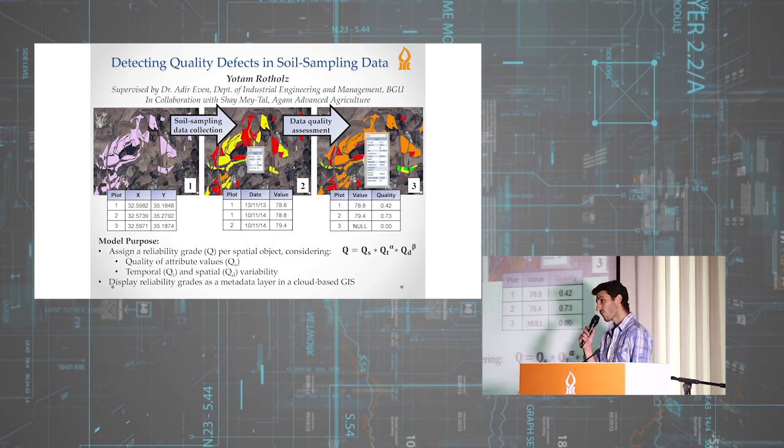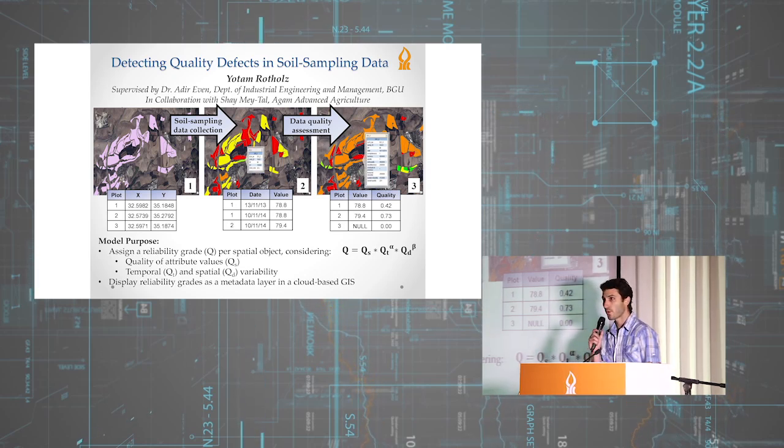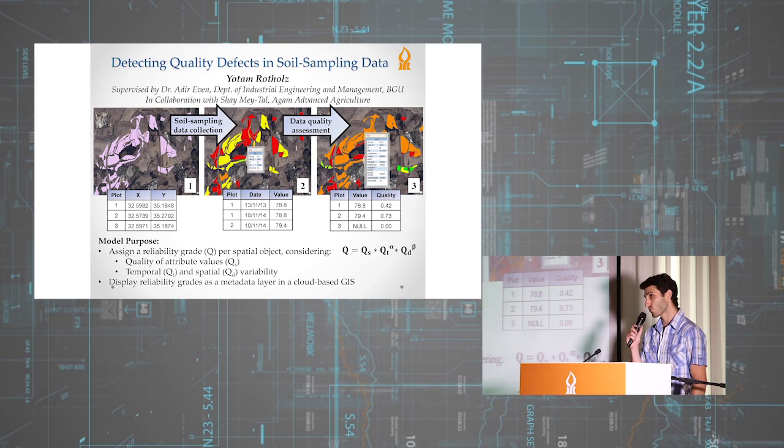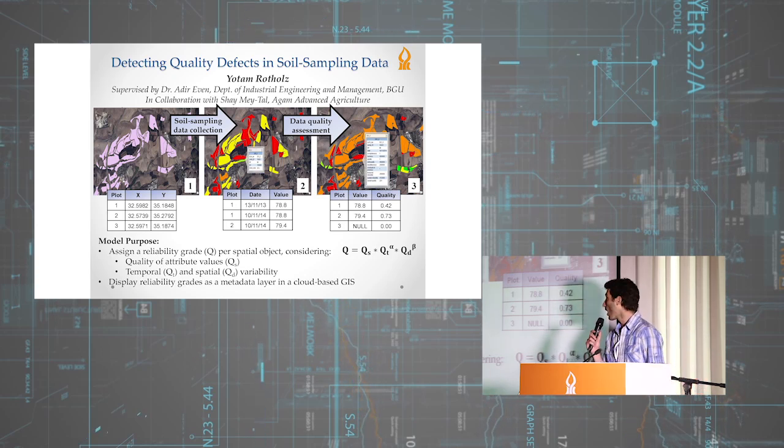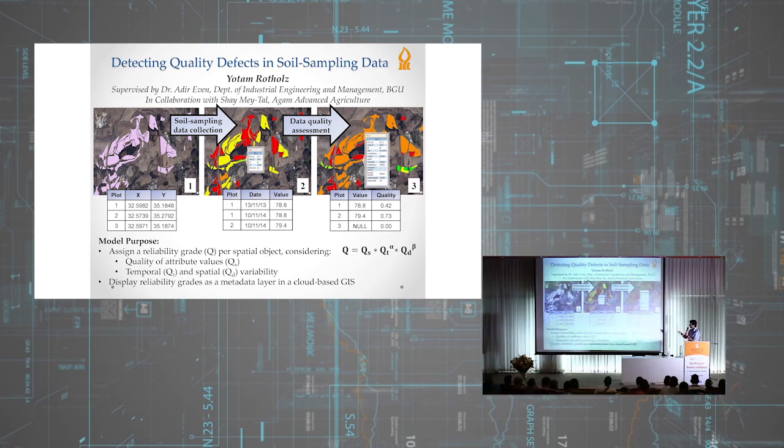My thesis offers a model for reliability assessment of the last transaction of every spatial object. It considers the values of the record itself, and also the previous transactions of the same spatial object, and also the values of adjacent spatial objects.